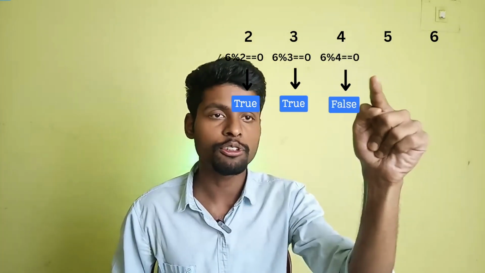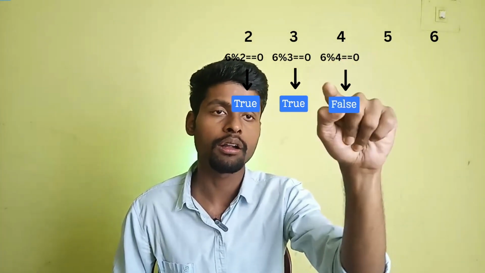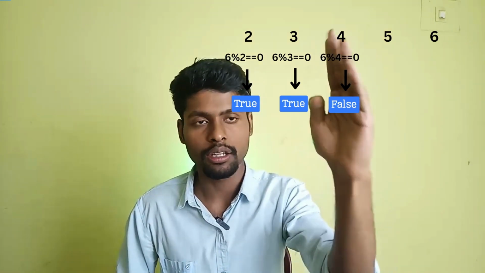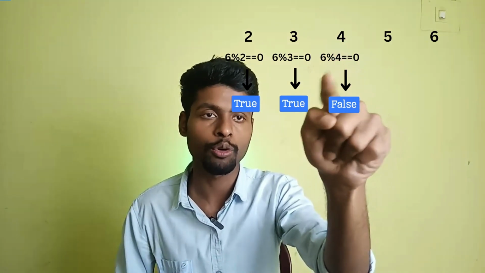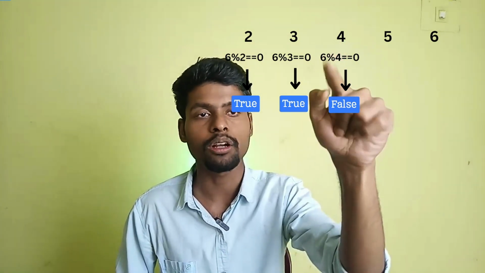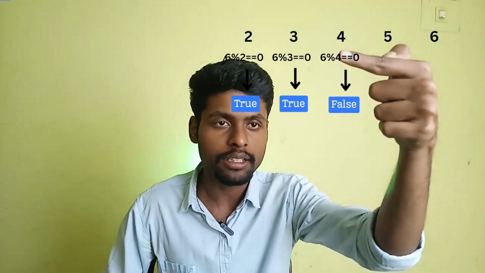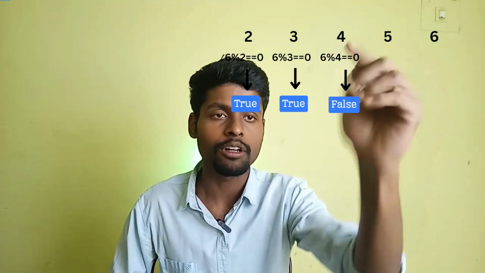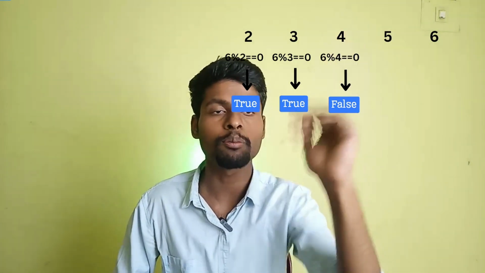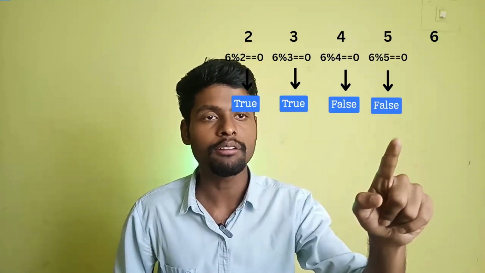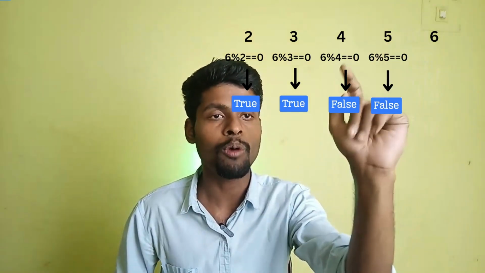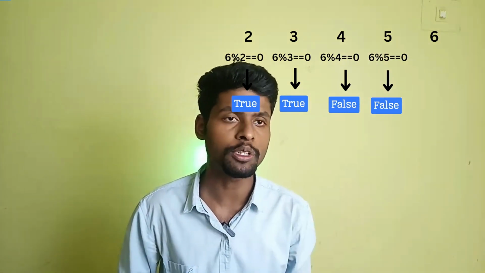If we calculate the remainder value for 4 with the 6, then we will get a remainder of 2, and 2 equal to 0, then this condition is false. Once the condition is false, I want to check the next value without printing the 4 value in my output console. Hope I am clear. Next, I am checking with the 5. The condition is false, so I don't want to print this 5 value in my output console.